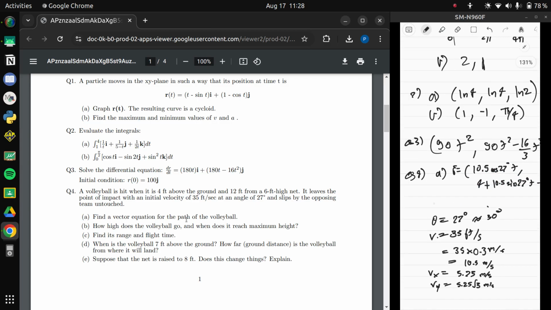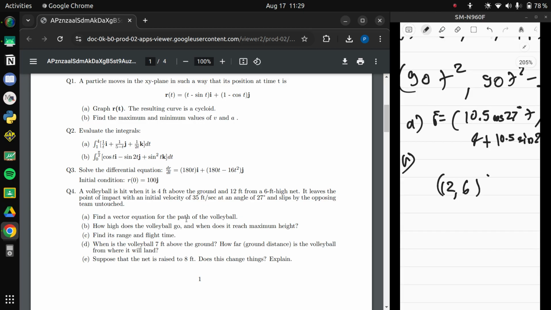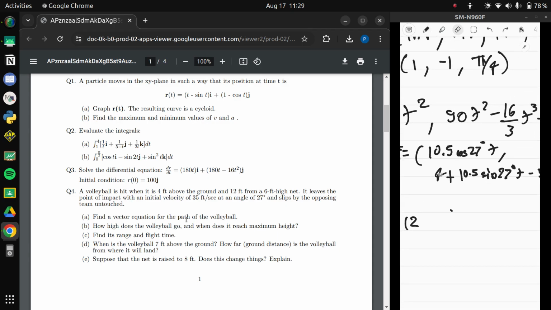Okay, we want to know if this will actually hit this net. So the net has coordinates 12, 6. Sure. Oh, that's in feet actually. Oof. It's in feet. I would just put feet over here as well, right? But then what's g in feet per second? I don't know. It's a problem.